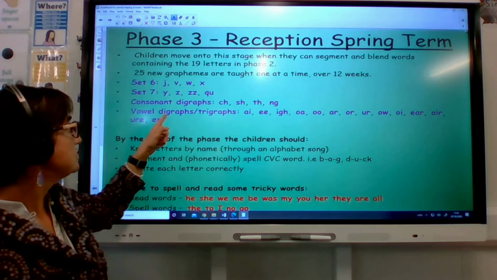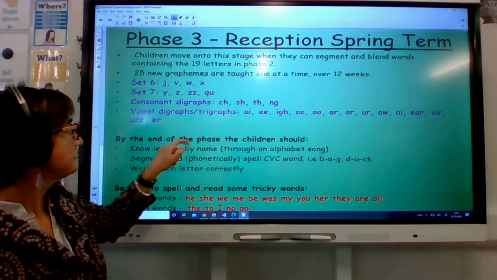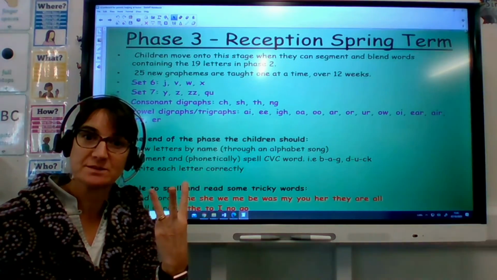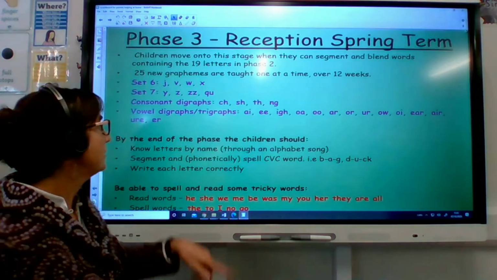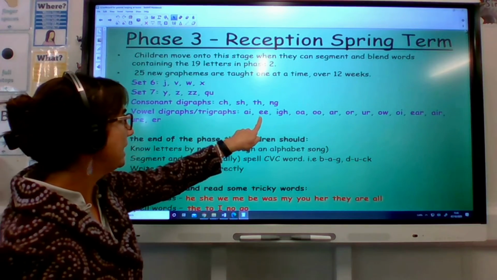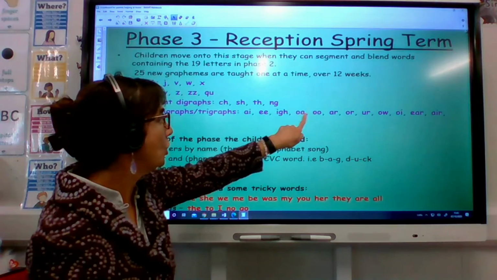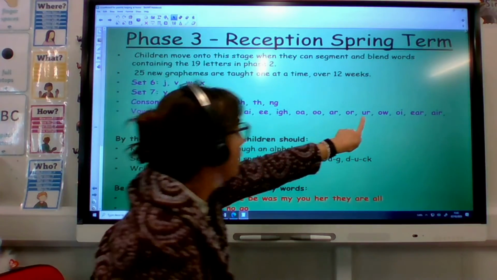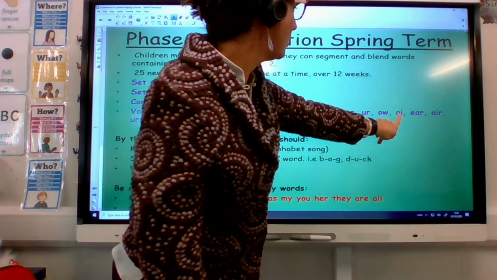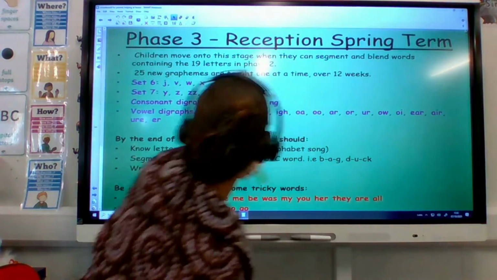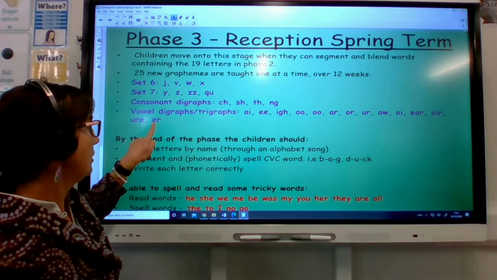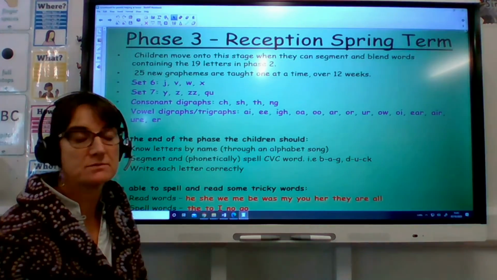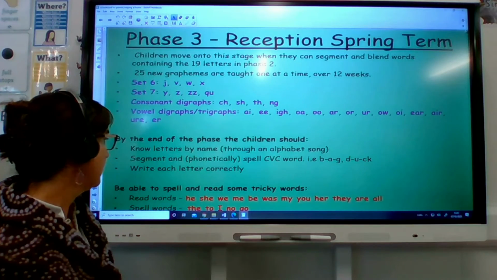Then we move on to digraphs with vowels and trigraphs. Trigraphs, as you can imagine, are three letters that make one sound. Okay, so we've got ai, ee, igh, oa, oo, ar, or, ow, oi, ear, air, ure, er. Okay, so the children need to learn all of those letter sounds by the end of year R.